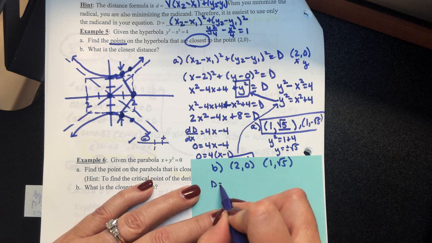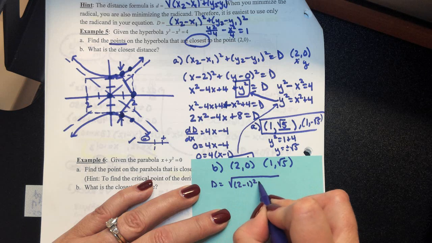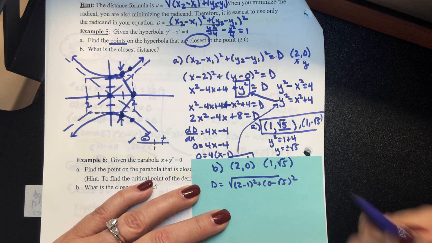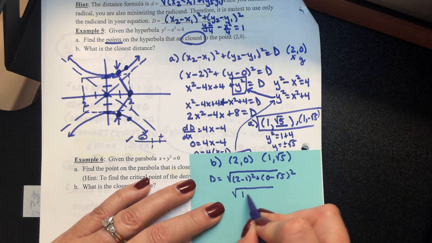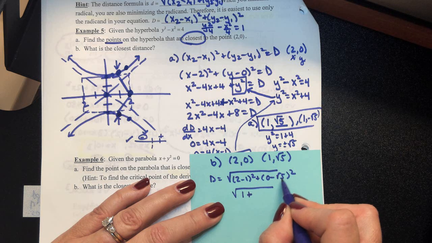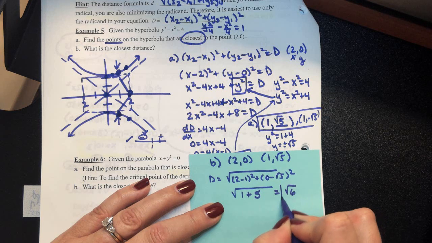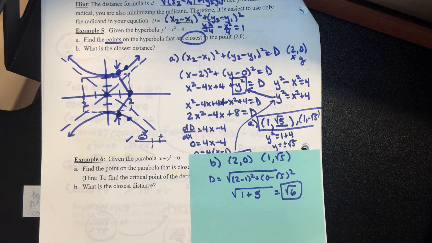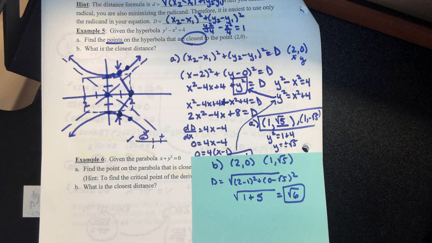So here's where they actually want me to calculate using the distance formula. So I have 2 minus 1 squared plus 0 minus square root of 5 squared. So I have square root of 1. What's negative square root of 5 squared? That's just going to be 5. So the distance is square root of 6. Okay. Any questions on B? You guys go ahead and set up example 6A for me.